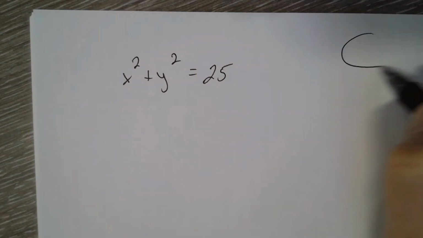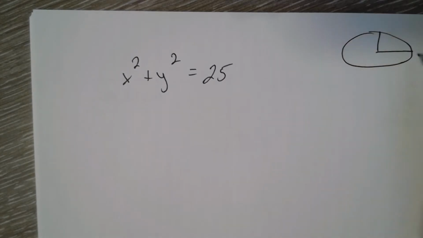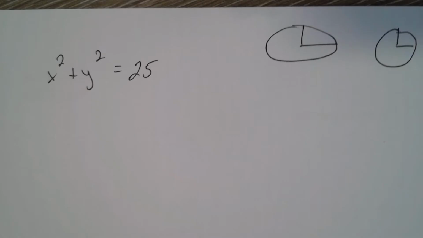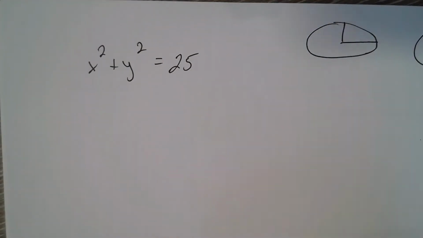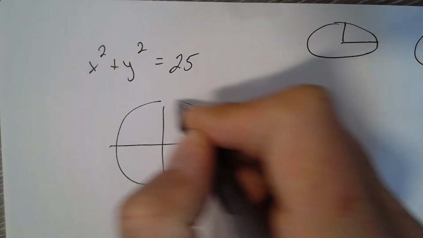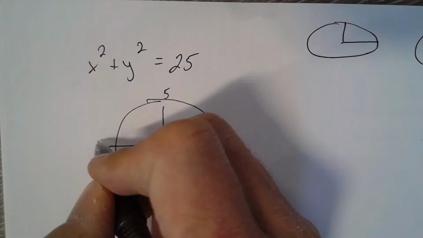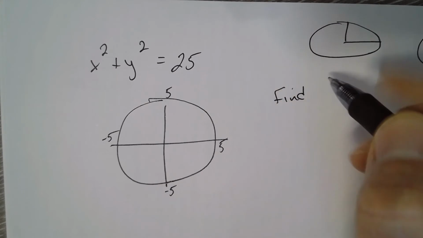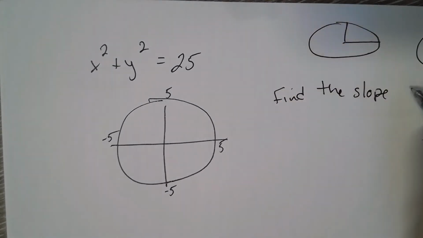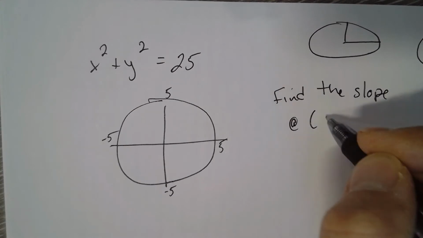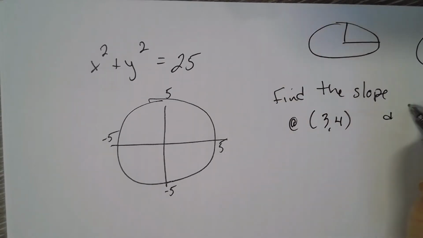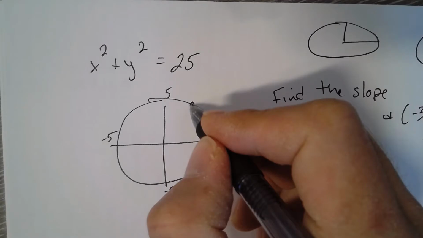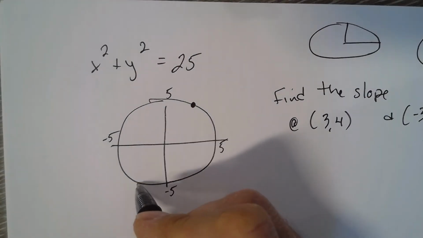So if your major axis and your minor axis end up becoming the same length, then it's a radius or a circle. Yes. Okay, we have a circle, radius 5. So that's 5, that's negative 5, and that's negative 5. And what if I wanted to find the slope at 3, 4 and negative 3, negative 4. Okay, so 3, 4 is right there. Negative 3, negative 4 is right there.